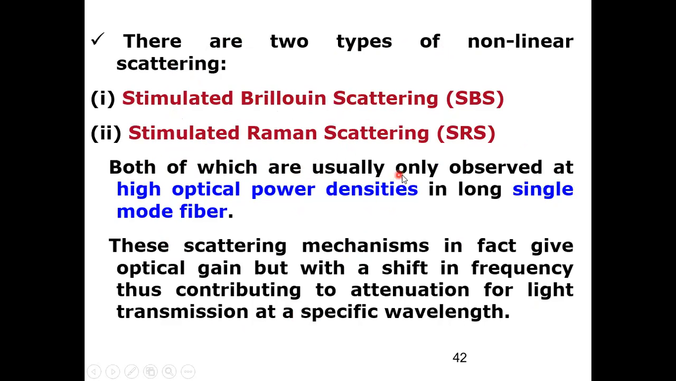Okay, both of which are usually only observed at high optical power densities in long single-mode fiber. So SBS and SRS, these phenomena take place in a single-mode fiber. Actually, these scattering mechanisms in fact give optical gain, but with a shift in frequency, thus contributing to the attenuation for light transmission at a particular wavelength.